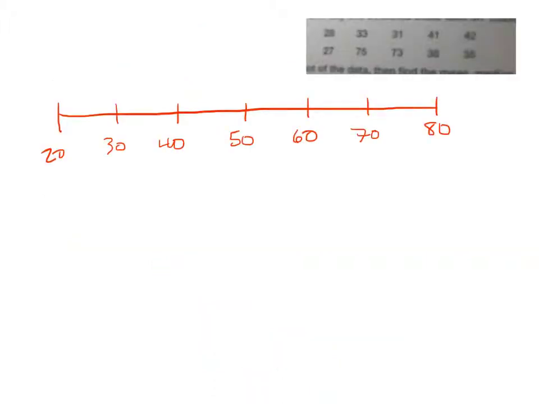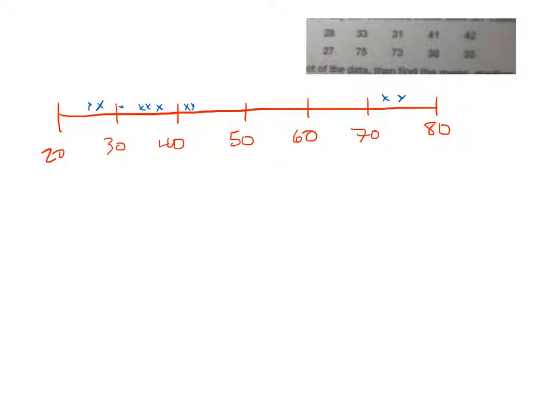All right, in example 1 here, we have our data. Over here we've got our number line, so we can start putting data on. We've got a 28 up here, so we'll put an X right there for 28. We got a 33, 31, 41, 42, 27, 75 right in the middle there, 73, 38, and a 35. So that would be our number line here. All right.